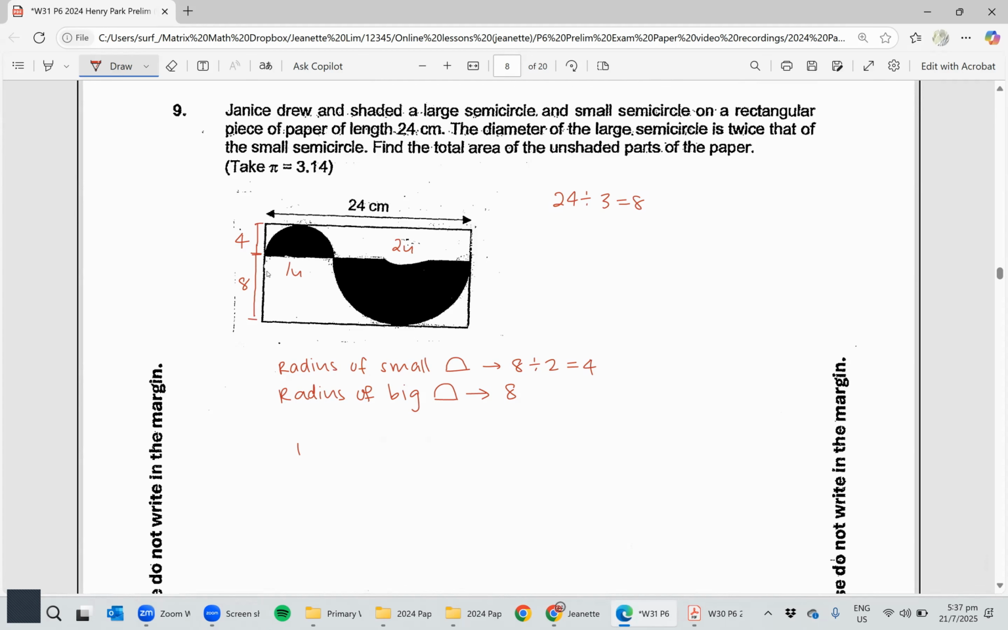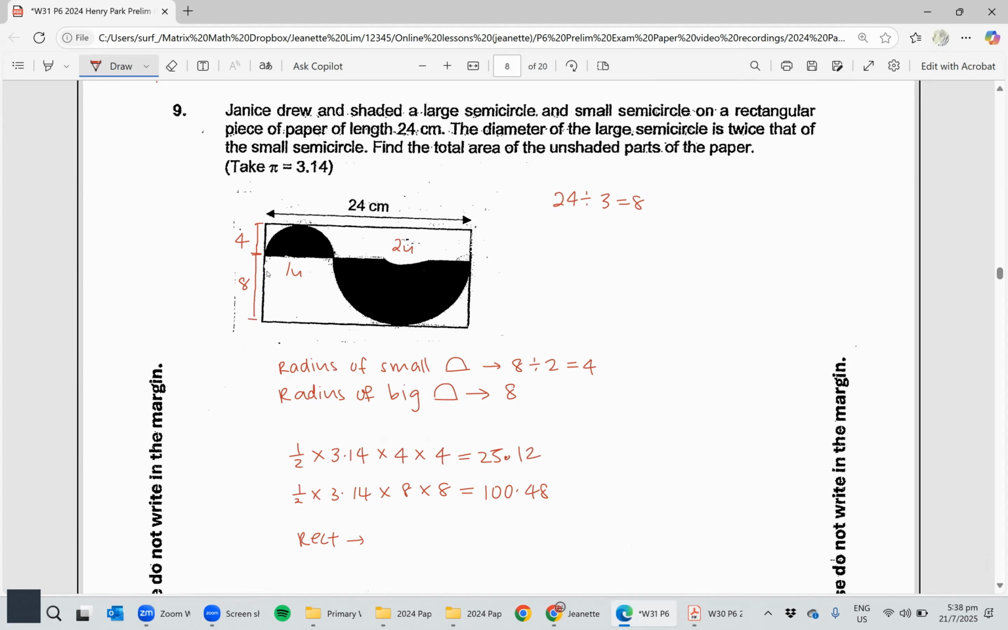For a semicircle, half times pi, which is 3.14. We're using 3.14 for this question. Times the radius times radius. So this is 25.12. Then the big one, half times pi times 8 times 8. This is 100.48.